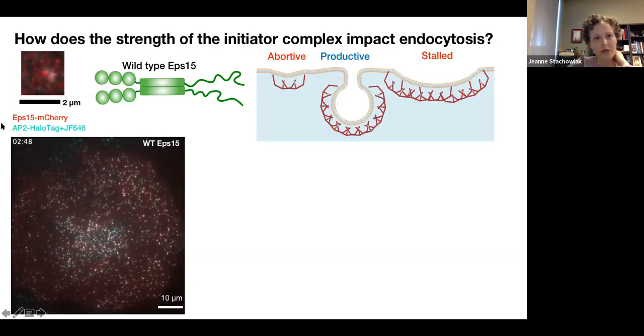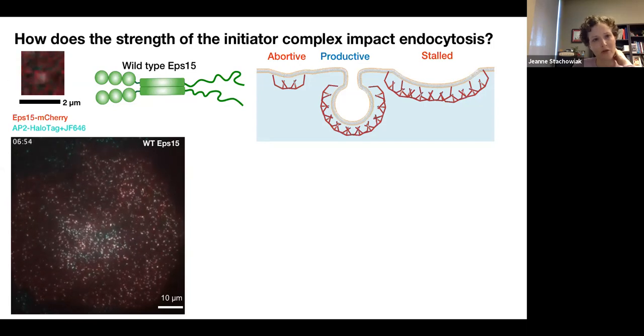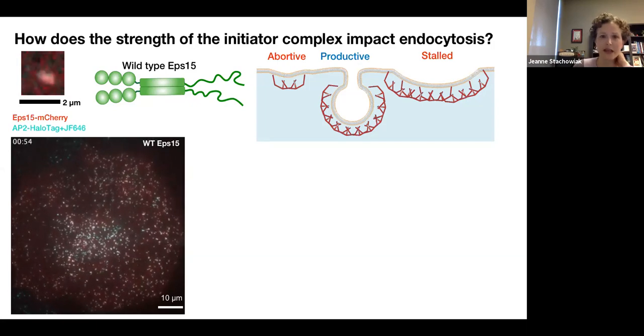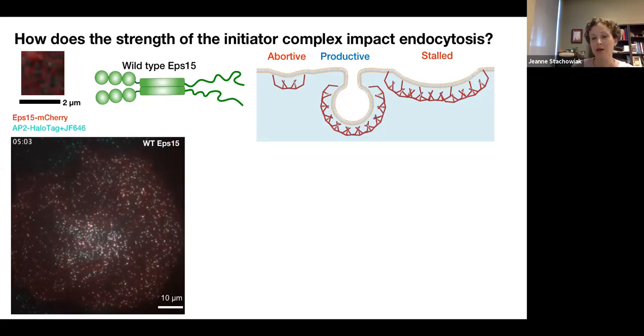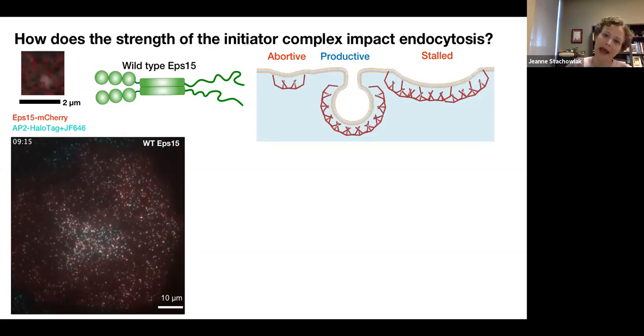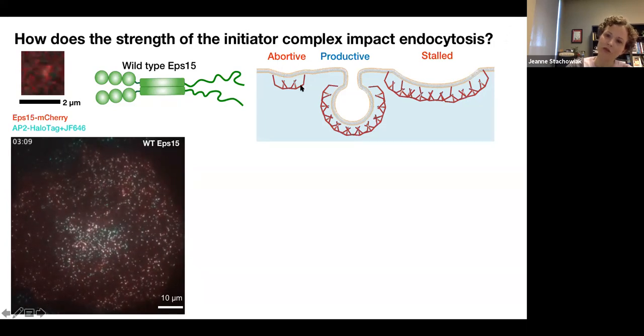And here we've zoomed in on just one, and you can see it go through that cycle of appearing, getting brighter, and then going away. So these are these endocytic events, and at the plasma membrane, the average endocytic event lasts about a minute, but they can vary from 20 seconds to 2 or 3 minutes. And endocytic pits can basically be categorized into one of 3 outcomes.